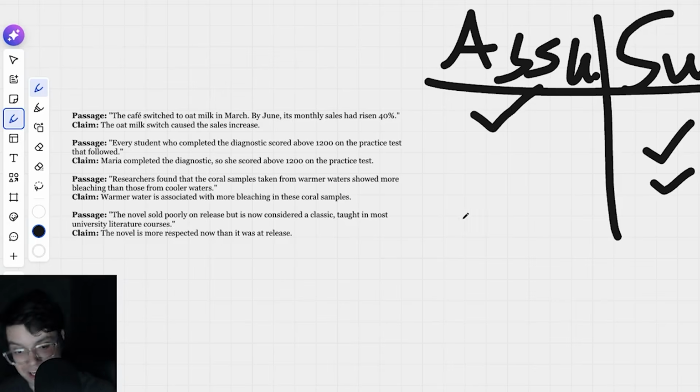So this would be an assumption. That is probably the case that it's more respected now than it was at least, but there could be a variety of different reasons why it is taught in most university literature courses. It could just be the case that it's really easy to get the copyright and the right to teach this specific novel, and so therefore that is why it is taught in many courses.